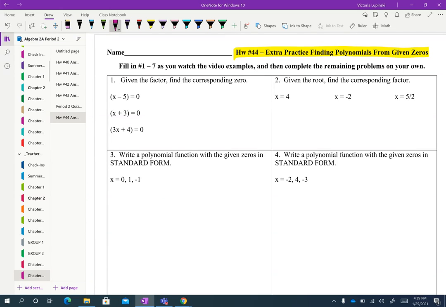All right, welcome everybody. Today we're going to work through together some of the problems on homework 44. This is just extra practice finding polynomial equations from given zeros. We already saw this in one of our lessons and we did have some homework problems on it, but because it was not on our most recent quiz, I thought you could use some additional practice.